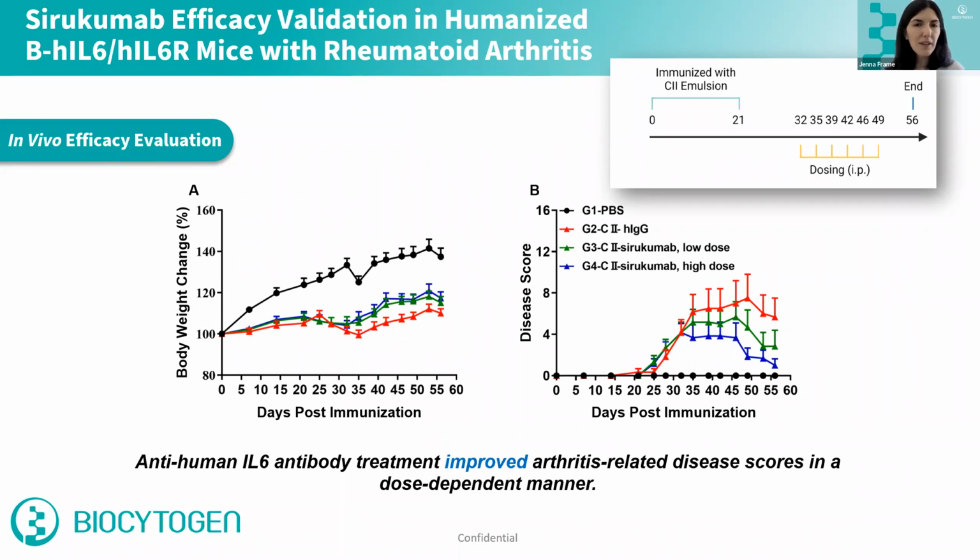However, as you can see, the disease score was significantly improved with the higher dose of the antibody therapy, as shown here by the blue line. So these results indicate that IL-6 blockade was able to improve arthritis-related clinical scores in these mice.